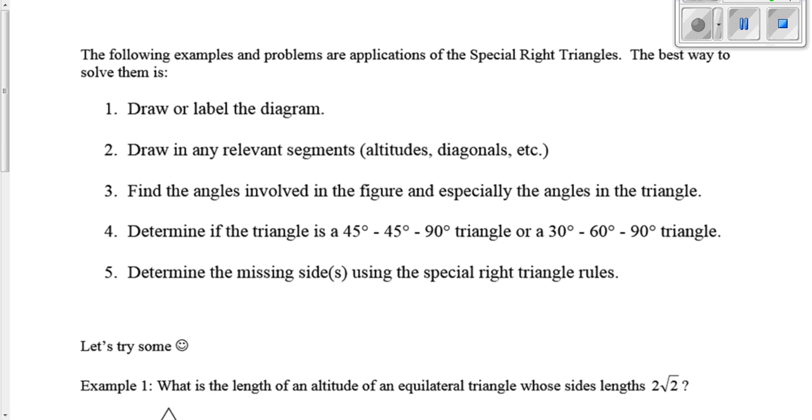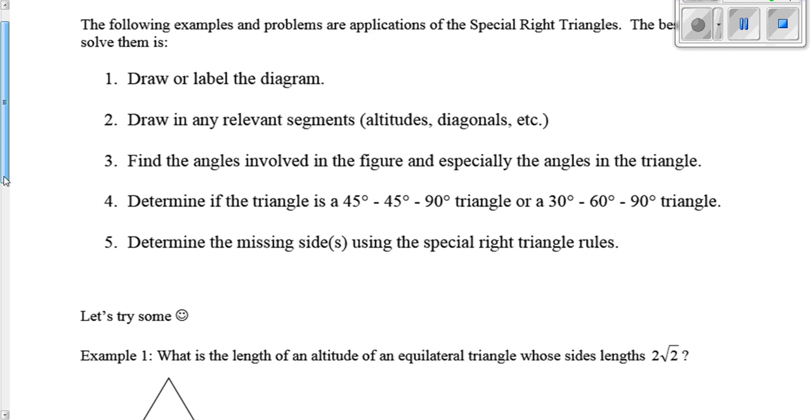First thing we're going to do is draw or label the diagram with any side lengths or angle measures that we know. We're going to draw on any relevant segments, any altitudes, diagonals, anything that's going to help us, and I'm going to talk you through this. Then we're going to find the angles involved, so we know if it's a 45-45-90 or a 30-60-90. And then we're going to find the answer. Let's take a look at what this is.